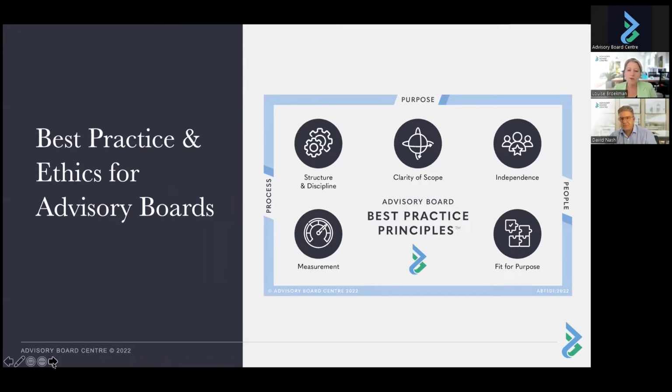So an advisory board is really governed not by best practice standards, because there are so many different ways advisory boards can actually operate. They're actually governed by a set of principles and ethical frameworks to make sure it's fit for the environment that it's in. So the best practice starts with having purpose, then clarity and process, and then finally around people. So around purpose is ensuring clarity of scope, and this is critically important for roles and responsibilities.